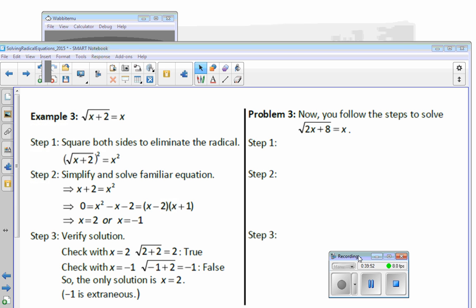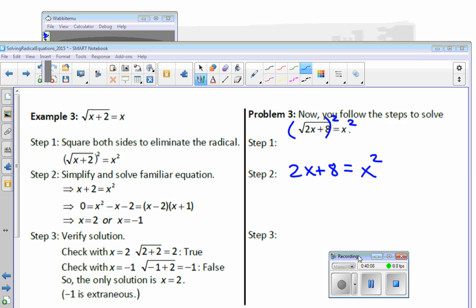So here, if you notice, we have a radical. Is the index 2? So I am going to square both sides. So when I square both sides, I get 2x plus 8 equals x squared. All of a sudden, I have a what kind of equation? Quadratic equations. And when I have quadratic equations, I know how to solve them.